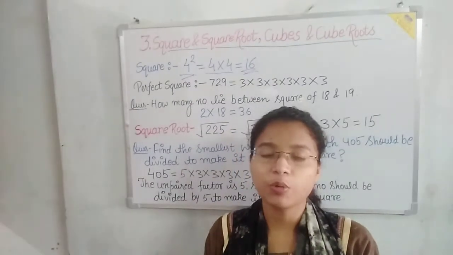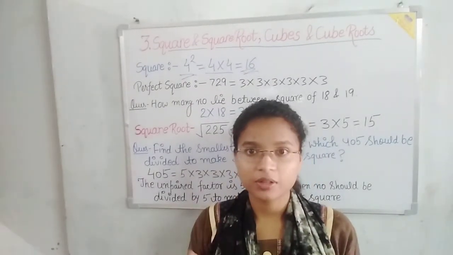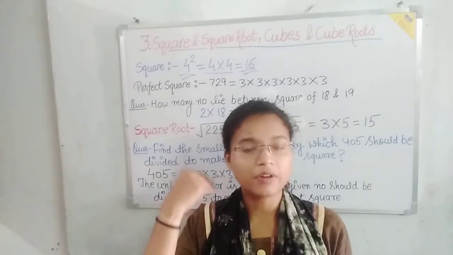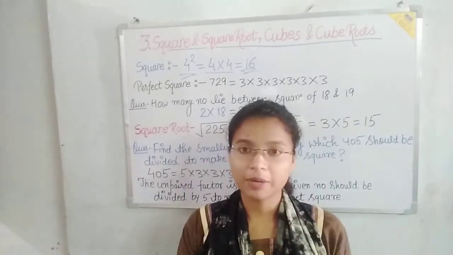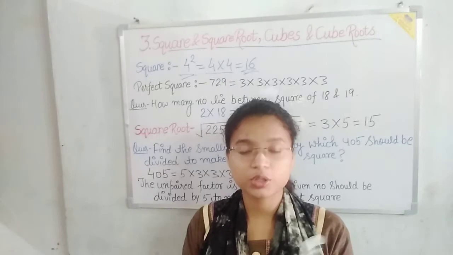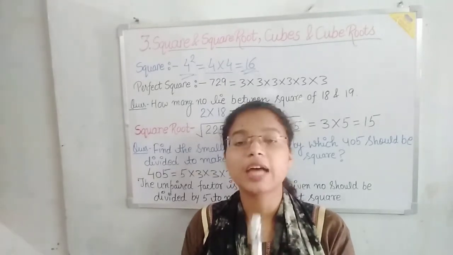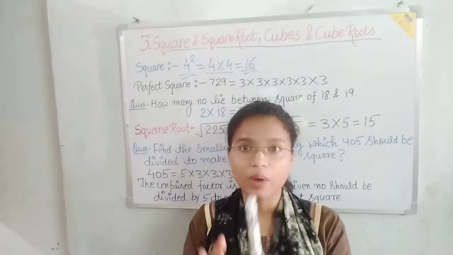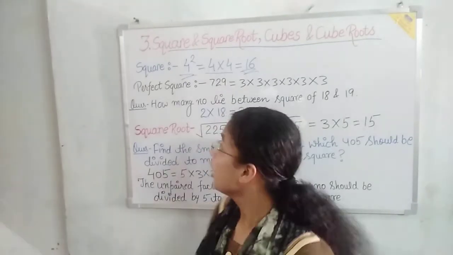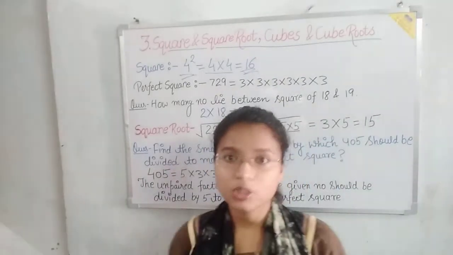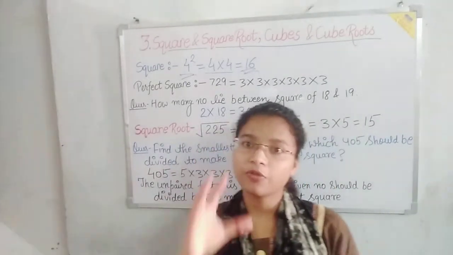In the same way, suppose what is the square of 5? 5 square will be 5 to the power 2, and this can be written as 5 into 5, which will give you 25. That means 25 is the square of 5. Now the next is perfect square. How to find out a perfect square?